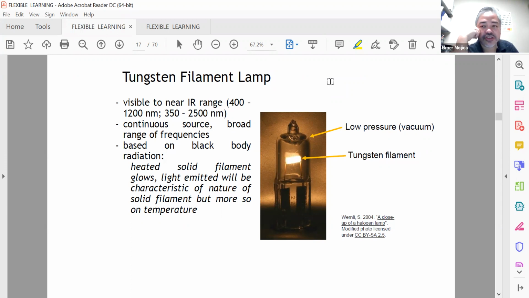It's a continuous source like your tungsten and deuterium lamp, with a broad range of frequencies. It is based on Max Planck's black body radiation, wherein the heated solid filament glows. The light emitted will be characteristic of the nature of the solid filament, but more so of the temperature.